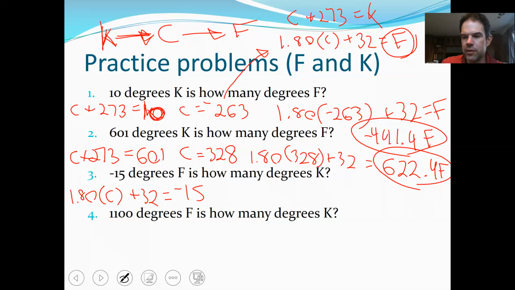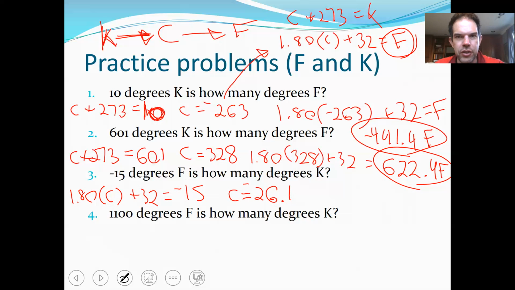So then I'm going to divide both sides by 1.8. And it looks like C is going to be equal to negative 26.1 and 111. I'm just going to go 26.1. That's fine. Okay, that's our Celsius answer there.